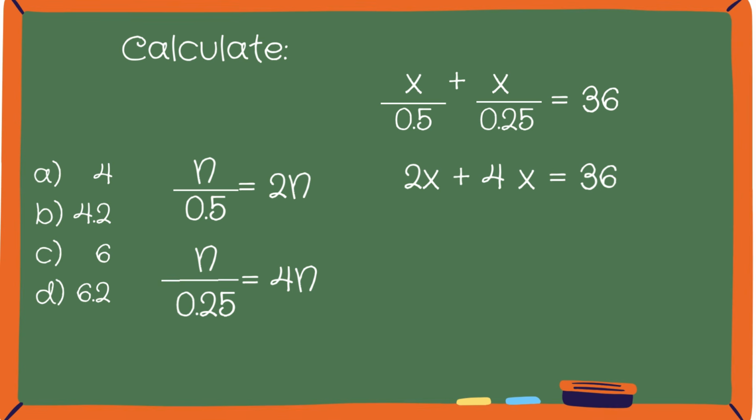Well, we solve the equation. 2x plus 4x will be equal to 6x, equal to 36. Clearing x, it will be equal to 36 divided by 6. How much is 36 divided by 6? It will be equal to 6.